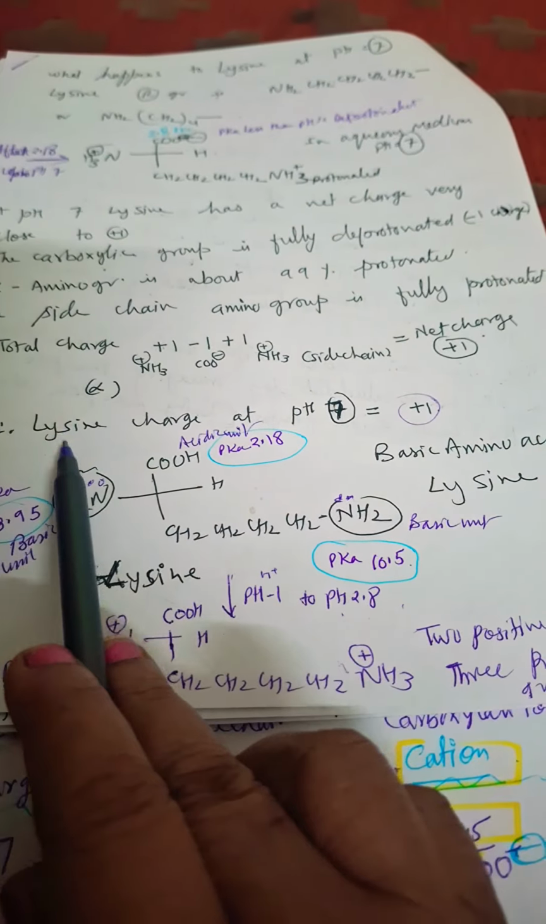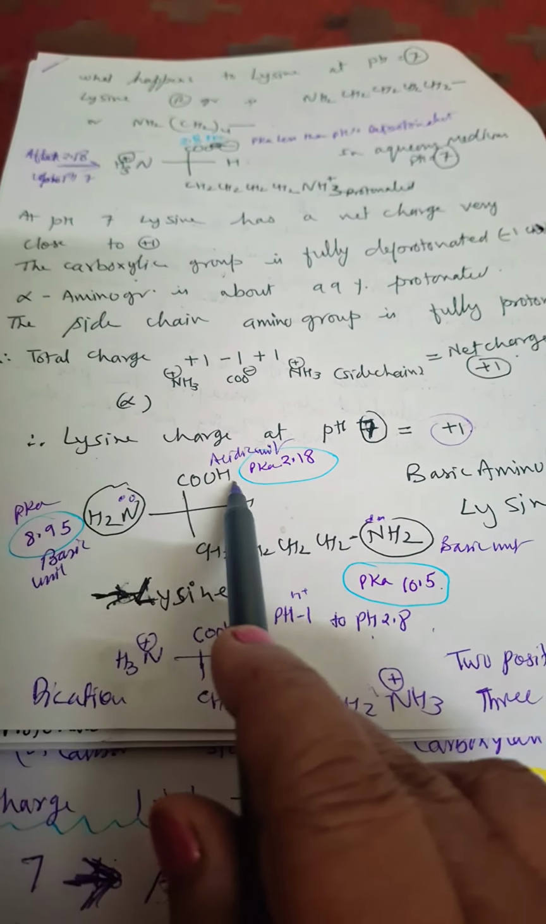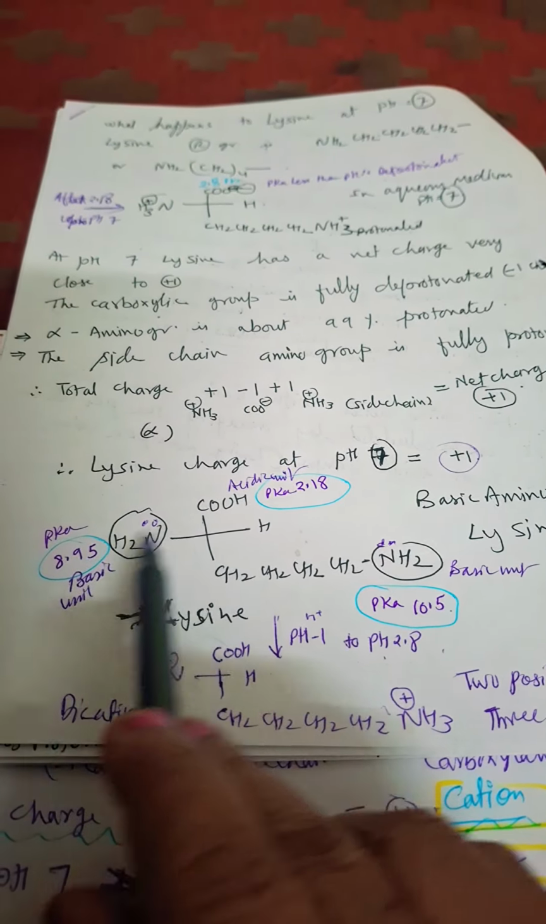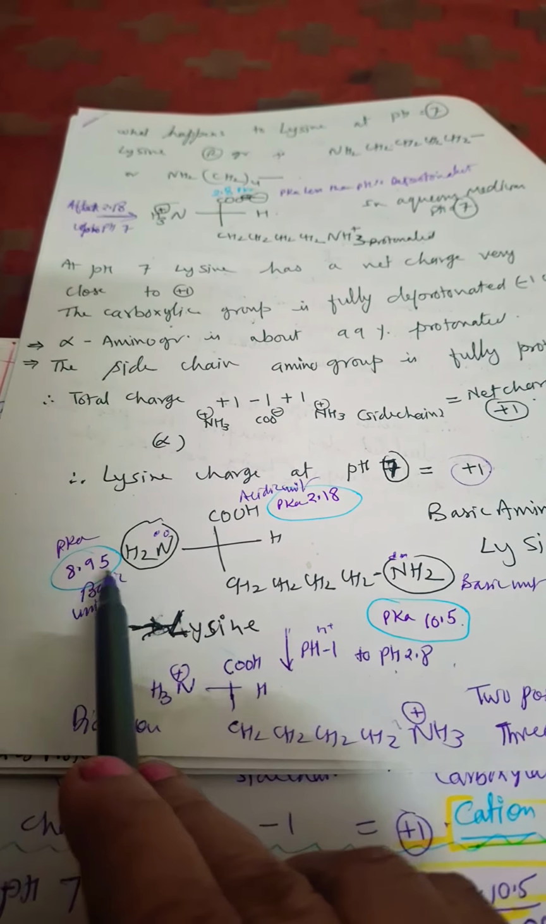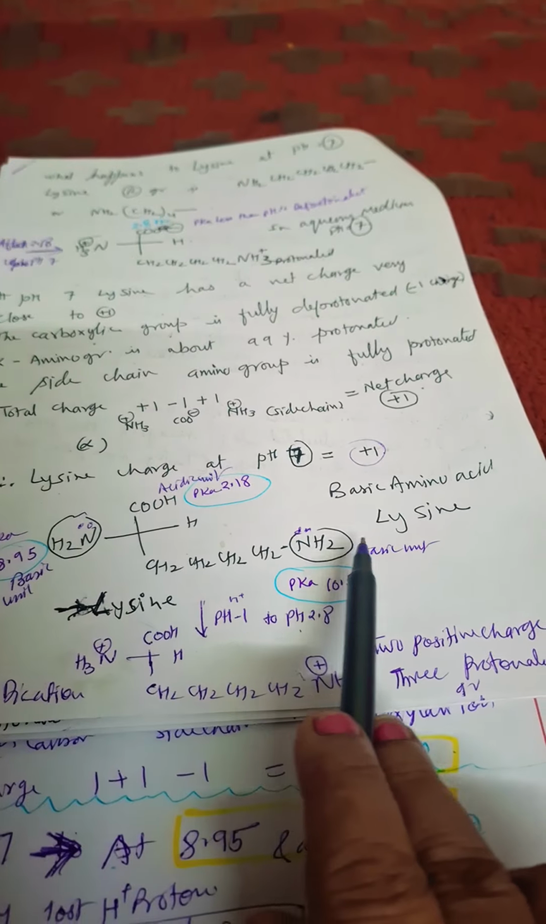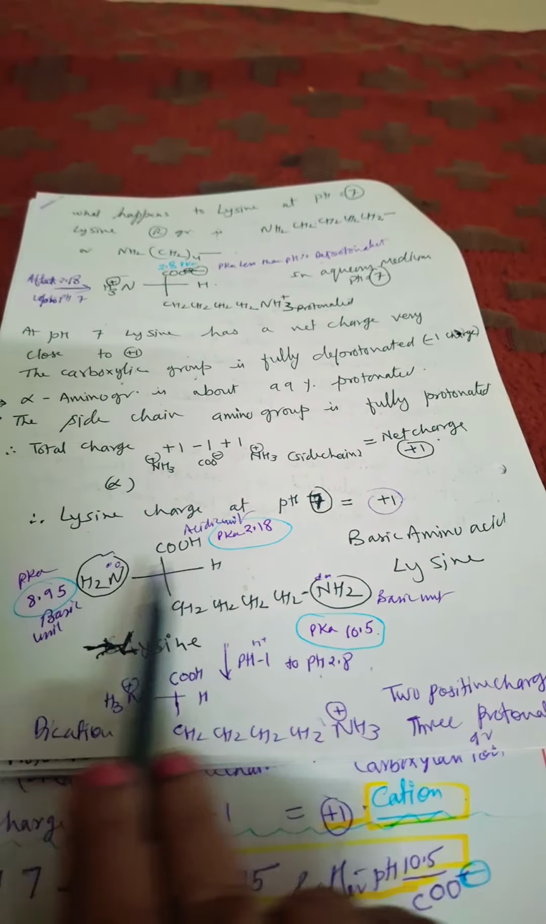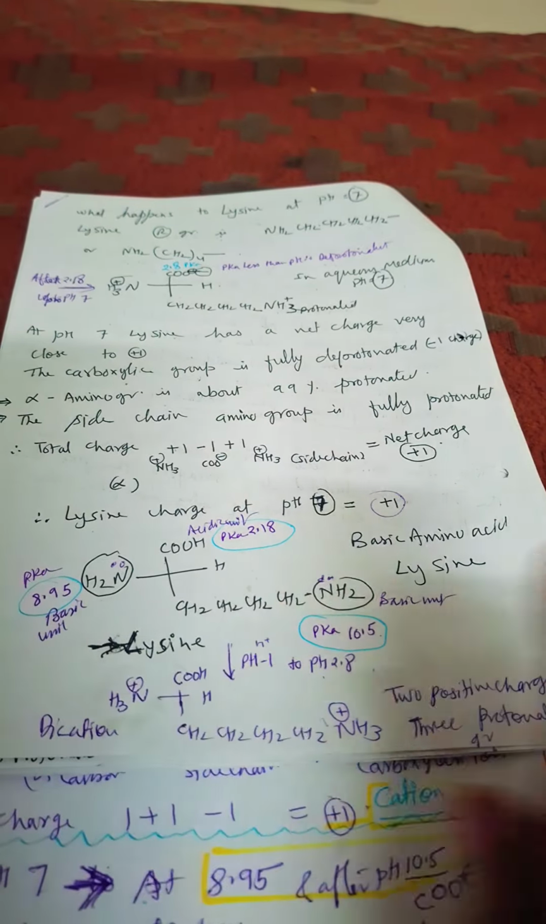Now we will see that here the COOH pK is 2.18, the alpha amino group NH2 has a pK of 8.95, and the side chain amino group has a pK value of 10.5. These are basic units, and this is the acidic unit.